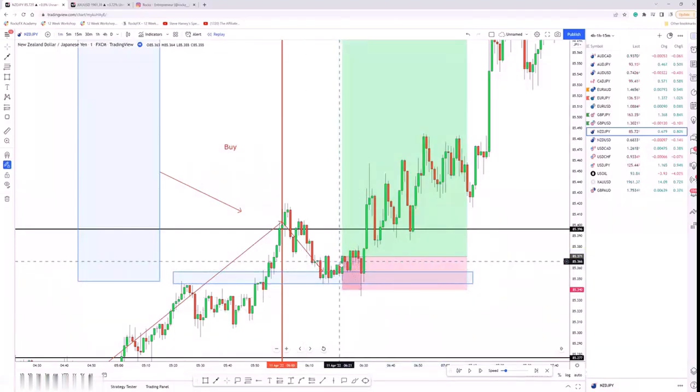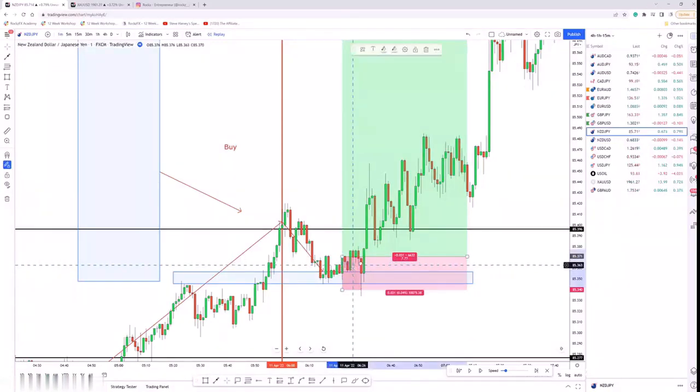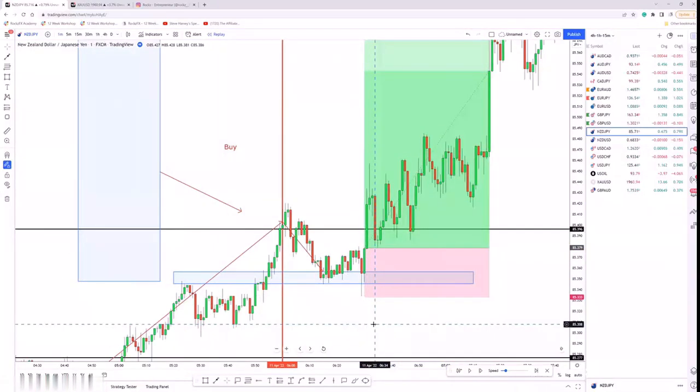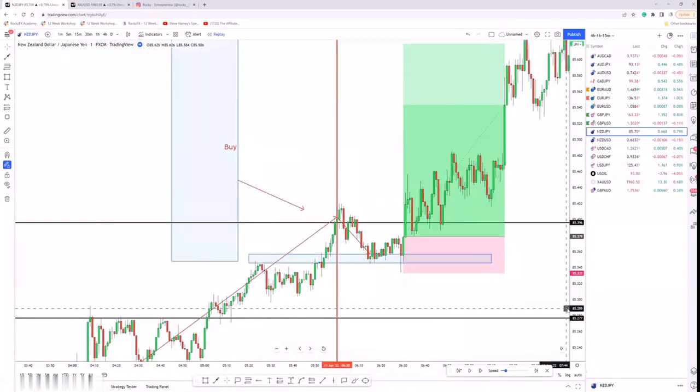Could you take the trade here? No, it's not back in the actual retest zone. So no, not for me. Okay. Could I take the trade here? Yeah, you can. Yeah, 100%. And you've had your rejection, haven't you?